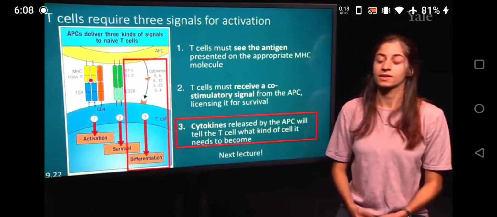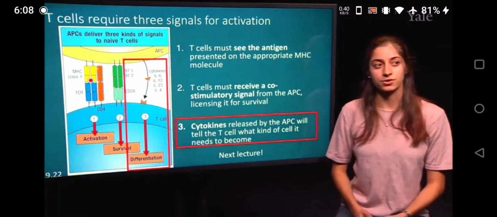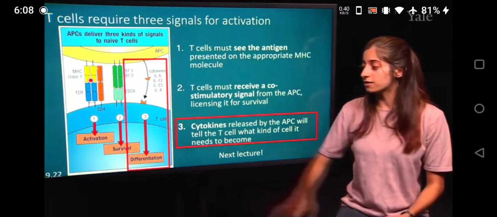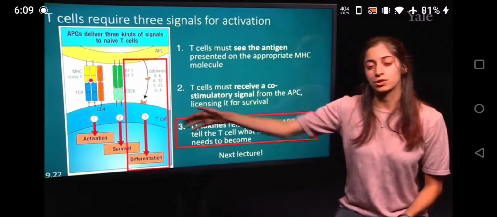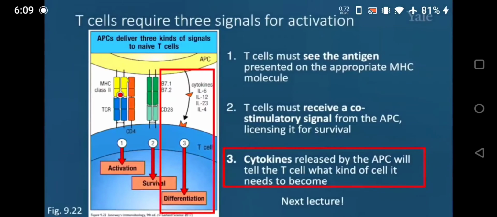However, if the first two signals are successful, then the T cell will receive the third signal, which are cytokines produced by the dendritic cell that will tell the T cell what kind of subset it needs to become. This is something we're going to talk a lot more about in the next lecture, so I'm not going to address it today.